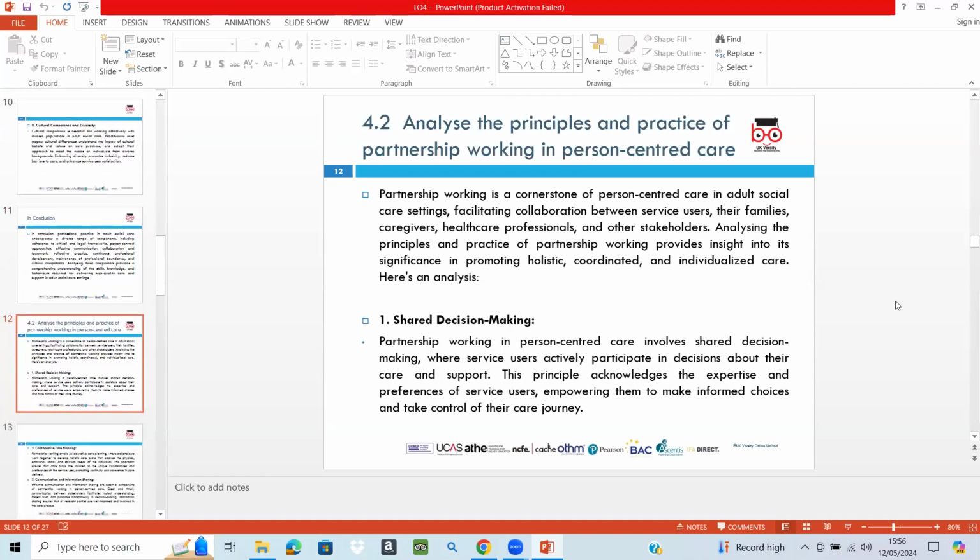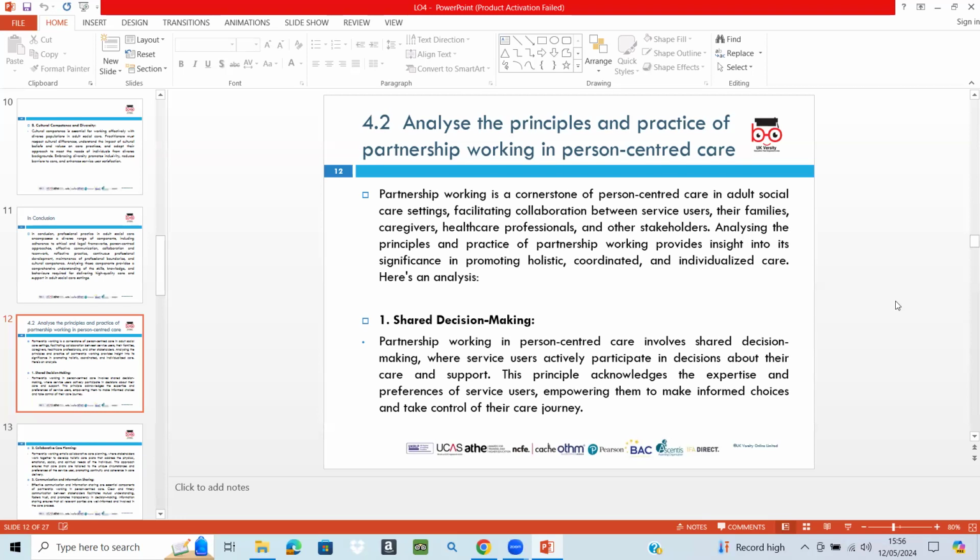Right. In the next slide, we have to analyze the principles and practices of partnership working in person-centered care. So we have to discuss partnership working and shared decision making. Analyzing the principles and practices of partnership working in person-centered care reveals its crucial role in promoting collaborative and individualized care.